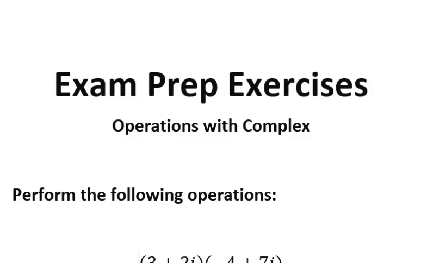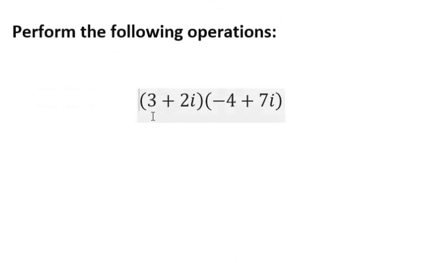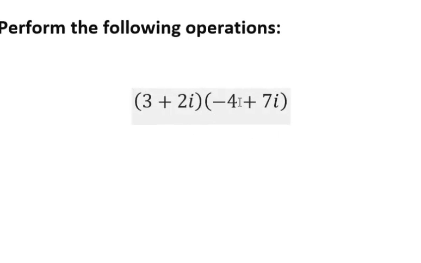Okay, we're working with the exercises of the study guide. In this case, we're going to solve exercises of operations with complex numbers. The first exercise will be this one, (3 + 2i) times (-4 + 7i).